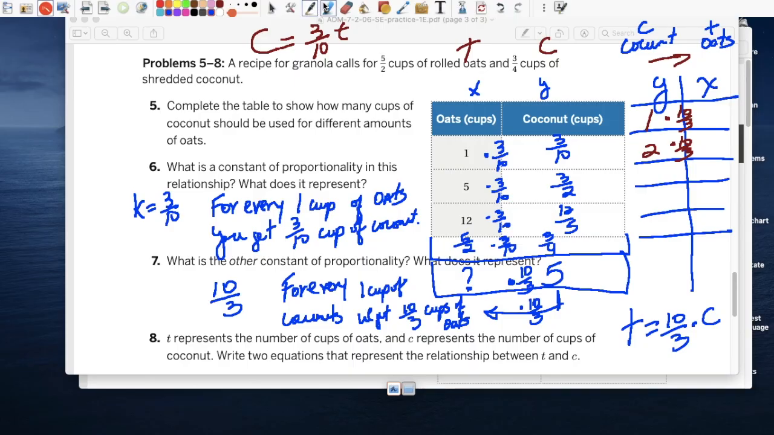So, in its simplest terms, here I'm trying to find C. Here I'm trying to find T. So you reverse the letters, and you use the reciprocal of the first one. So the first equation you use 3 over 10, the second equation you use 10 over 3.